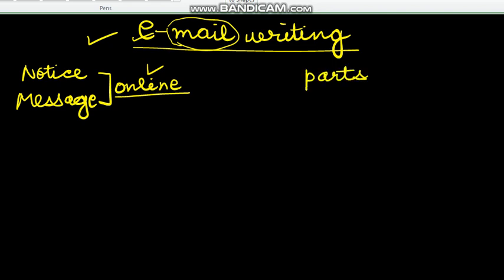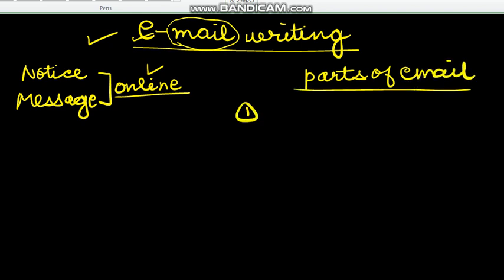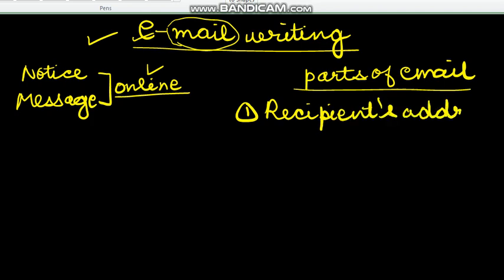Now there are some parts of email which you need to understand by heart. What do we mean by the parts of email? This means that while writing an email, there are certain basic things which you should know. The first is the recipient's address. Now, what do you mean by recipient's address?